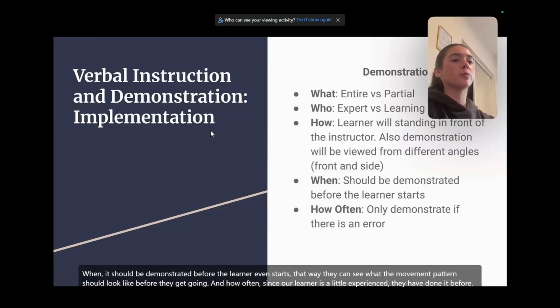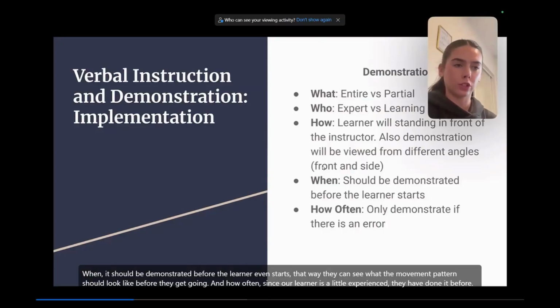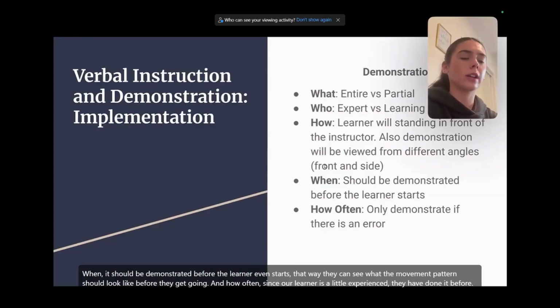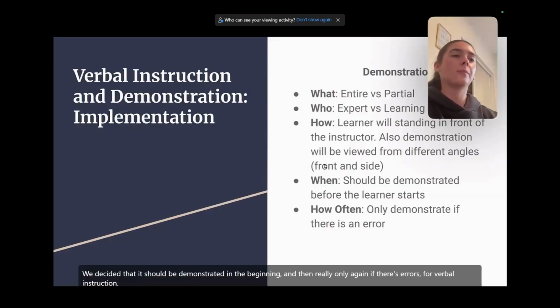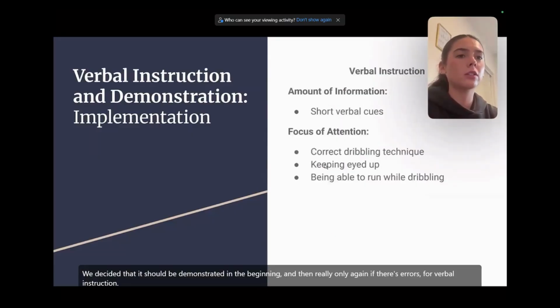When it should be demonstrated before the learner even starts. That way they can see what the movement pattern should look like before they get going. And how often, since our learner is a little experienced, they have done it before, we decided that it should be demonstrated in the beginning and then really only again if there's errors.